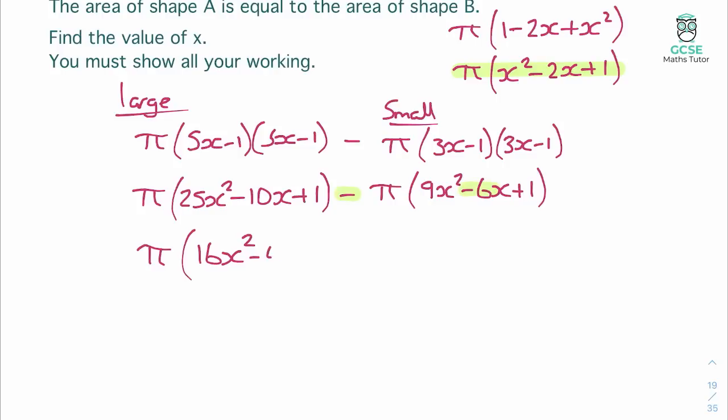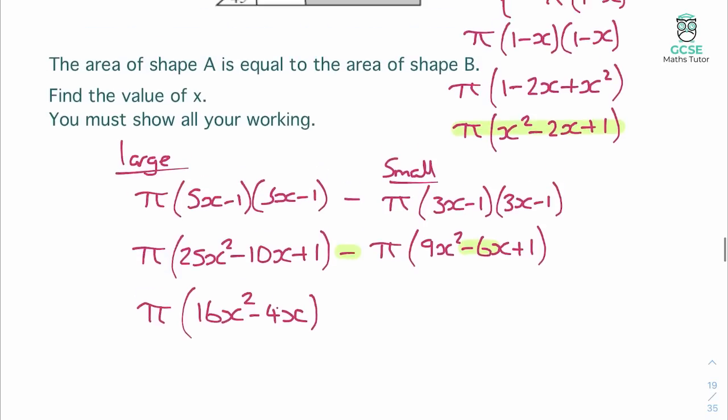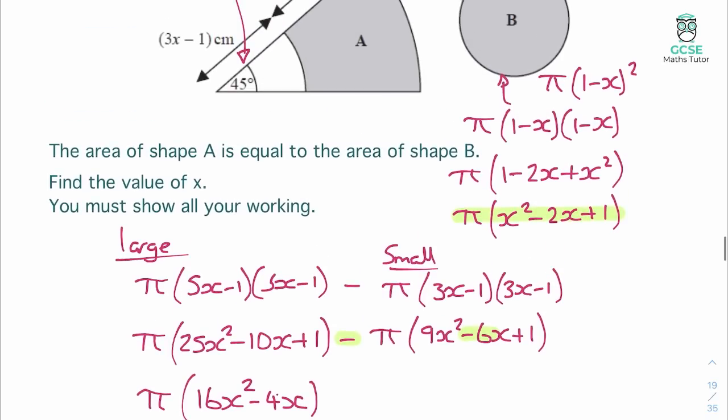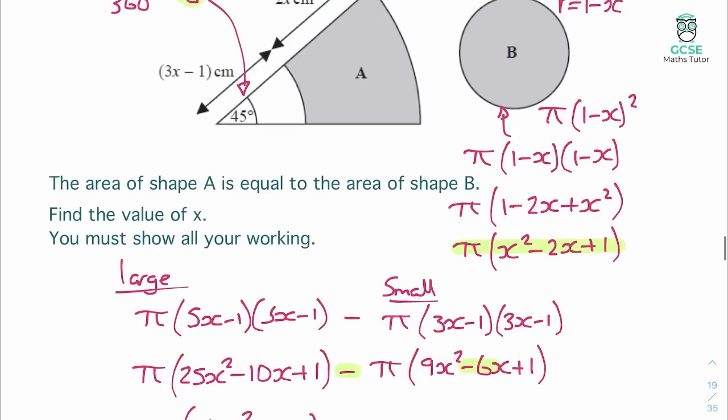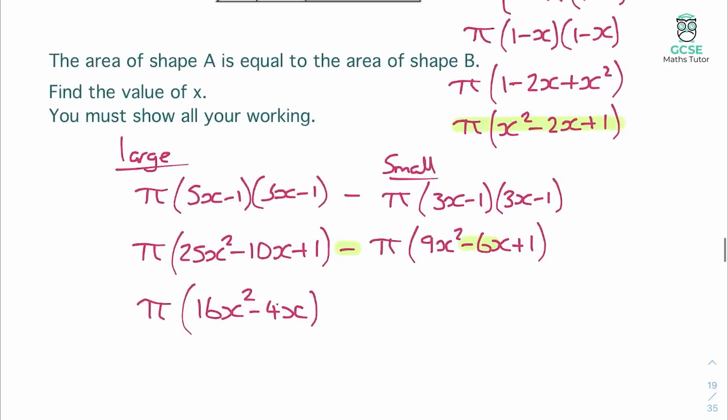That's minus 4x. And we have 1 take away 1. Okay, so that's disappeared. So that's done. So that is the area of the shaded part if it was a full circle. So now I'm going to reincorporate that 1/8 because we're only looking at 1/8 of that. So let's bring that back in. So we'll say 1/8 of that. And that's what's going to be equal to the other circle that we worked out.